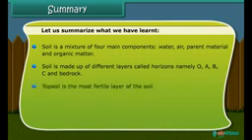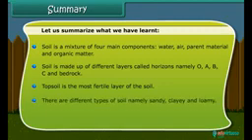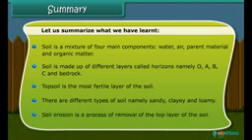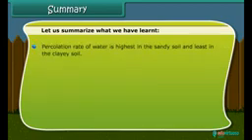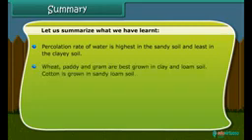Topsoil is the most fertile layer of the soil. There are different types of soil, namely sandy, clay, and loamy. Soil erosion is a process of removal of the top layer of the soil. Percolation rate of water is highest in sandy soil and least in clay soil. Wheat, paddy, and gram are best grown in clay and loam soil. Cotton is grown in sandy loam soil.